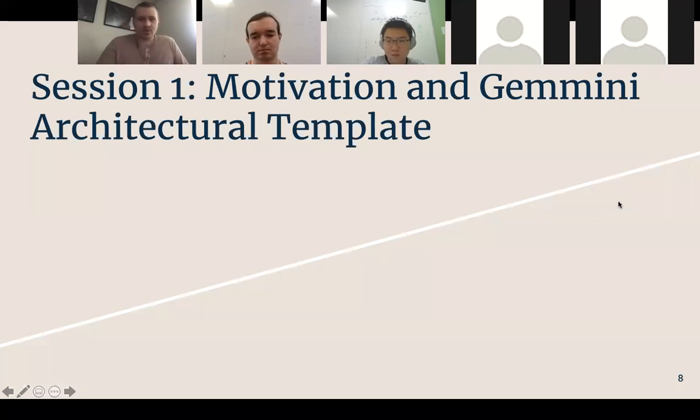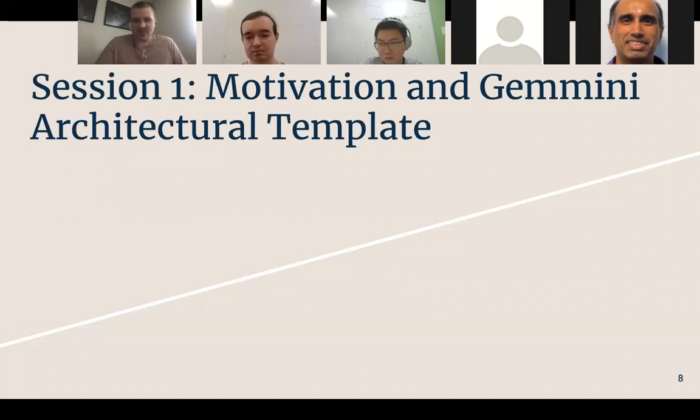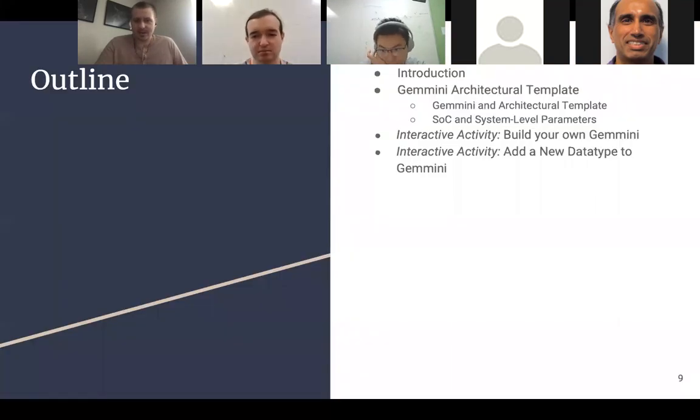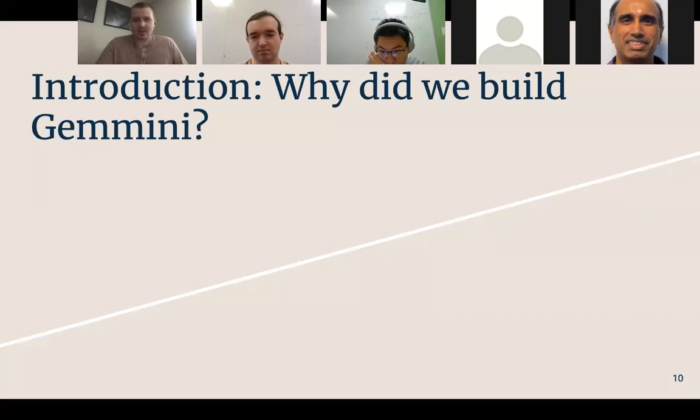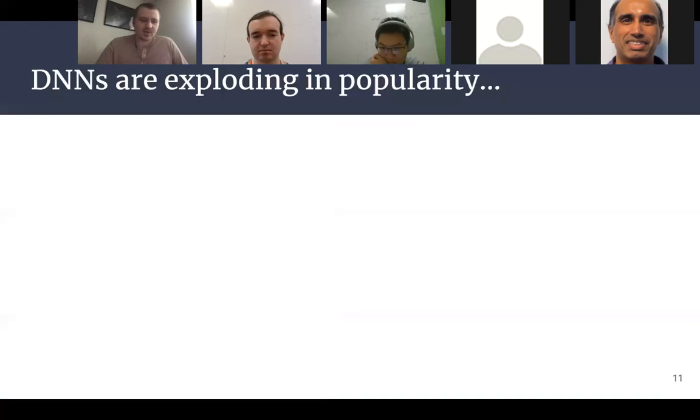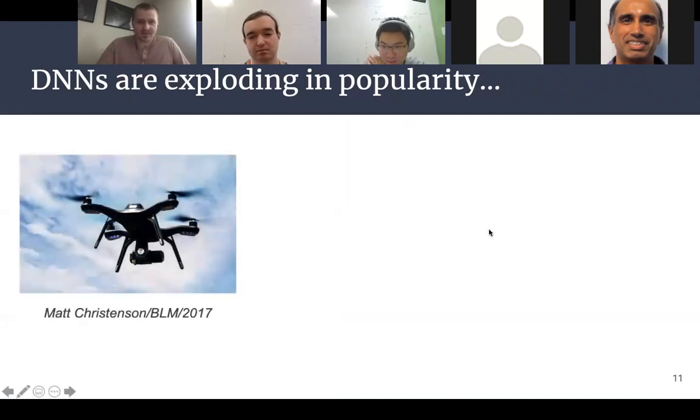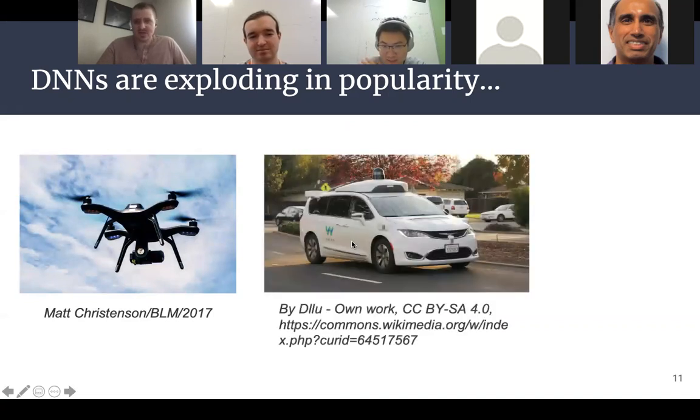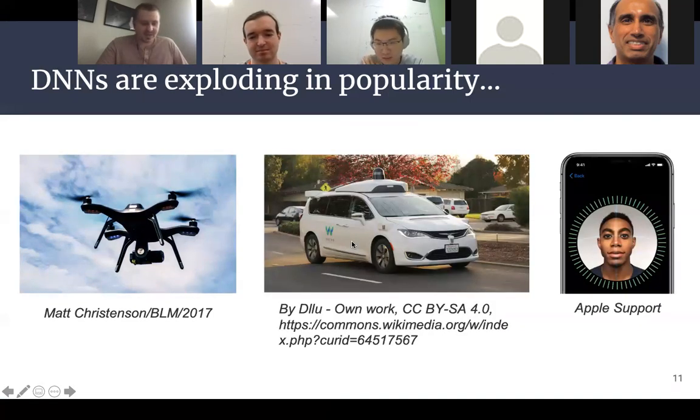Okay, so the first of our 4 sessions. What was the motivation for building Gemmini and what did we eventually end up building to try to address that motivation? Why did we build Gemmini? It won't come as a surprise to any of you to hear that DNNs are becoming very popular and people are trying to get them running on everything from the actual physical cloud in the sky to cars on the street to phones in your pocket.